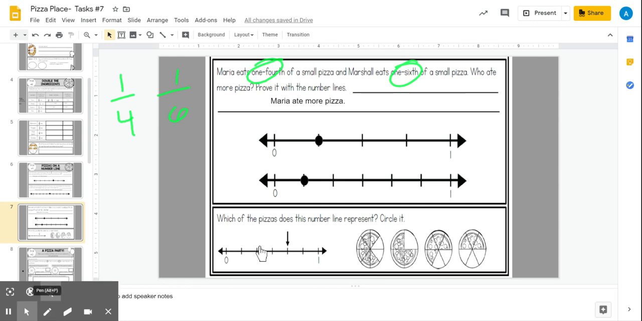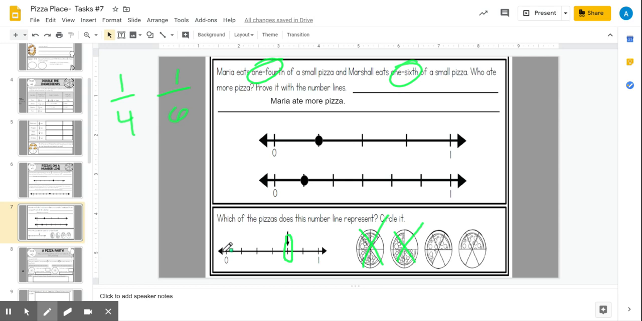That one can't work. 1, 2, 3, 4. That one can't work. 1, 2, 3, 4, 5, 6. That one can. 1, 2, 3, 4, 5, 6. That one can. Now we have to figure out what this spot is.